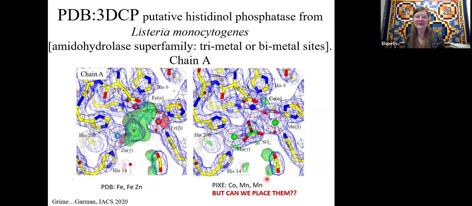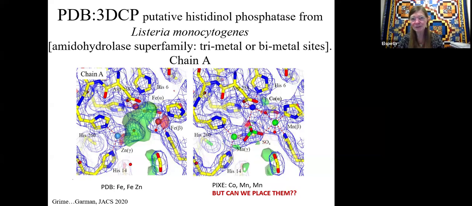Now, it's important to say that PIXI cannot place these metals in the right place. All we can say is that, yes, you've got cobalt and manganese in here, but there's very little iron. But what we used was the anomalous data deposited in the Protein Data Bank and used the energy that the data had been collected at, worked out what the theoretical anomalous signal should be, and then managed to match up the anomalous peaks with these metals and actually locate them all.